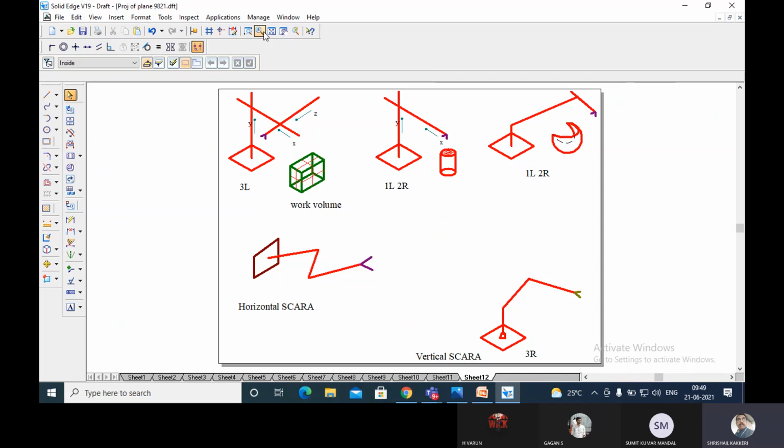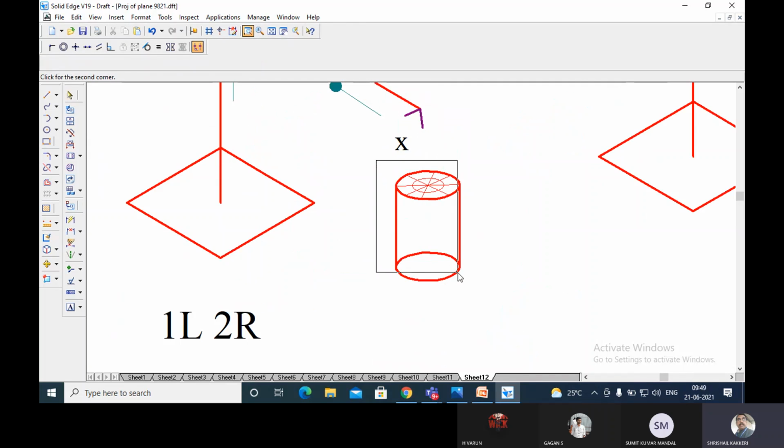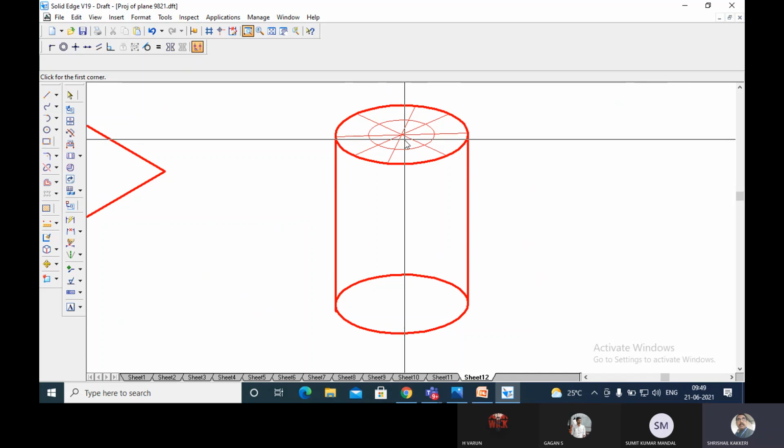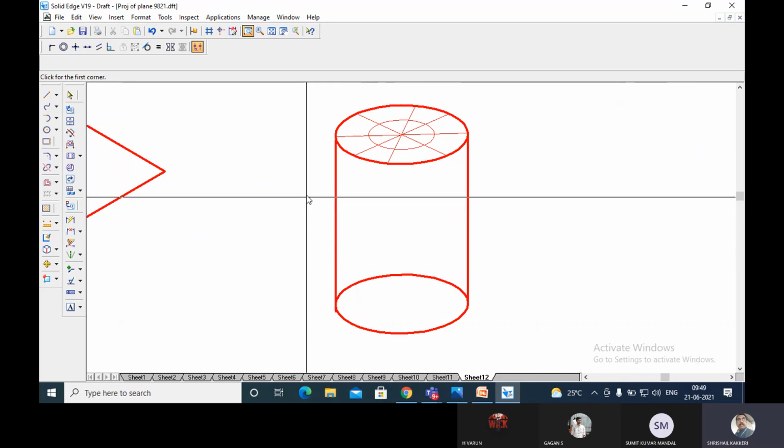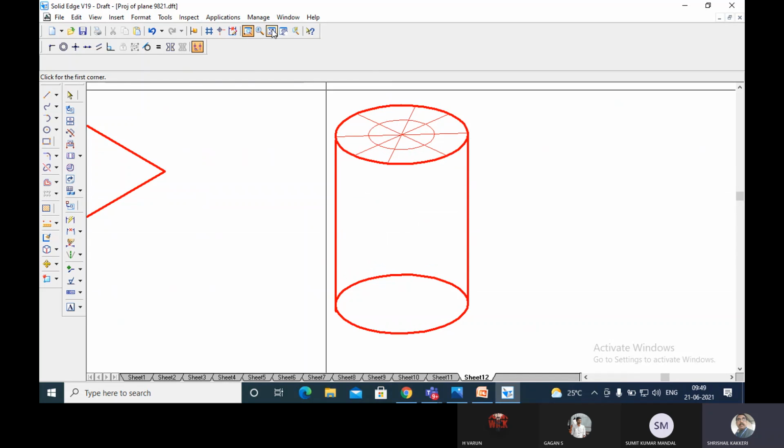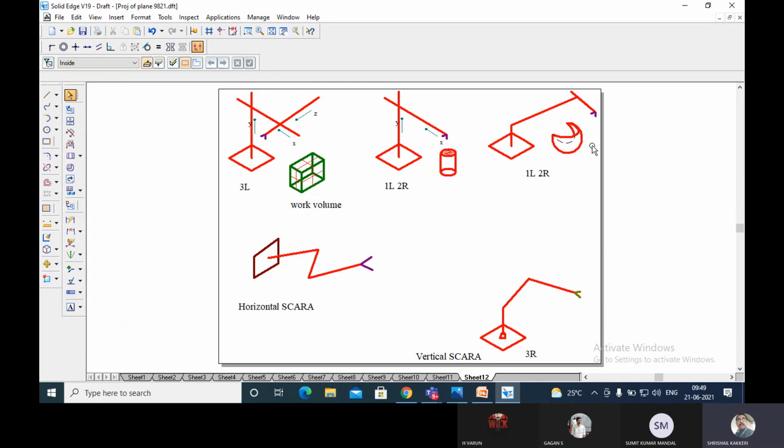Now, I was talking about how, at least along the vertical axis, these segments will be there. Below this, the same segment will be there, and it will have good accuracy and repeatability, at least along the vertical axis. But in the case of the spherical robot, it will be very versatile. This is what I wanted to say.